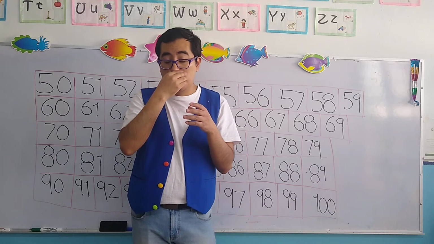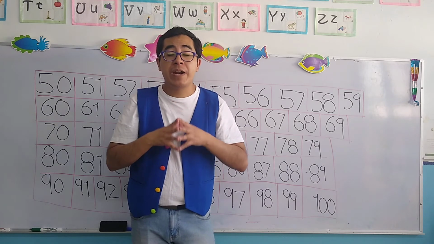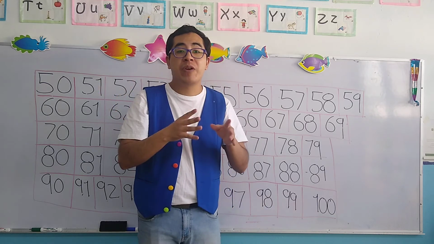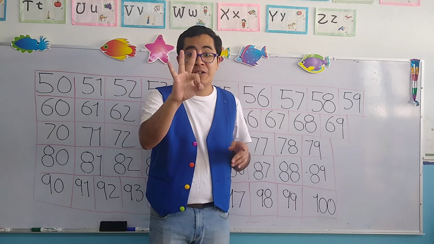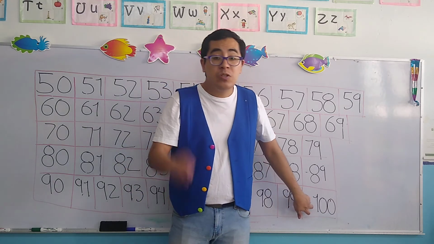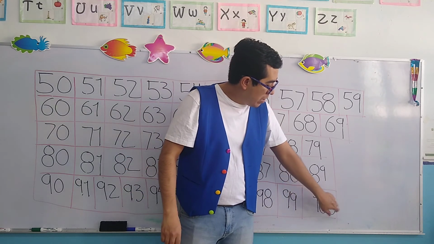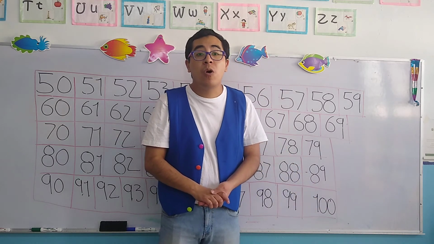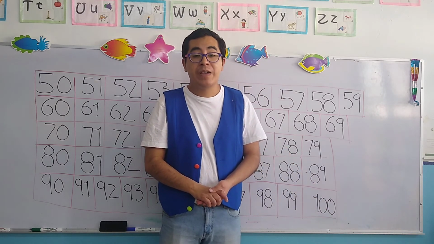But today, for the number 100, para que nosotros podamos crear el número 100, we require 3 digits. Requerimos de 3 dígitos. Number 1 and 2 zeros. 1, 0 and another 0. It makes number 100. Okay, very good.